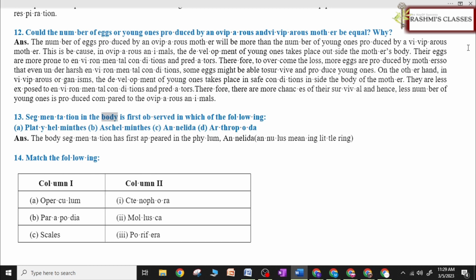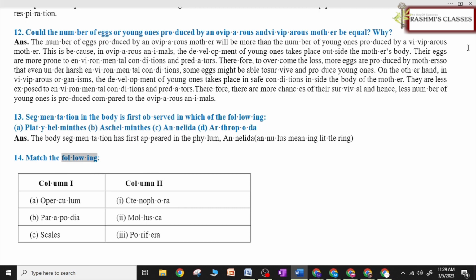Segmentation in the body is first observed in which of the following? A. Platyhelminths, B. Aschelminths, C. Annelida, D. Arthropoda. ANS. The body segmentation has first appeared in the phylum Annelida, annulus meaning little ring.